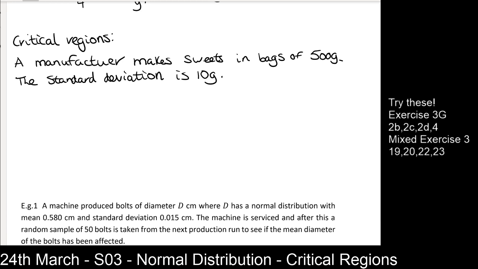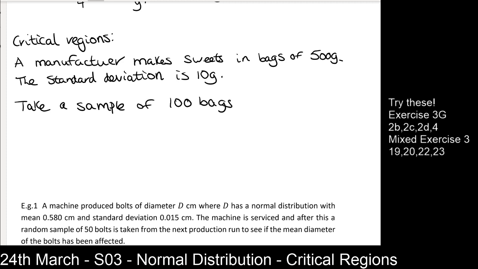So I'm going to give you a scenario. A manufacturer makes sweets in bags of 500 grams. The standard deviation is 10 grams. So let's say we take a sample of 100 bags.